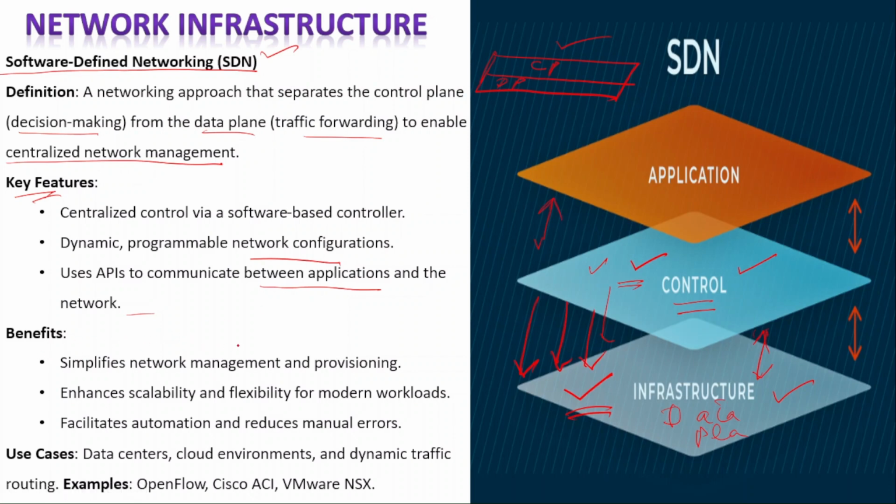Benefits include simplified network management and provisioning, enhanced scalability and flexibility for modern workloads, and facilitating automation and reducing manual errors. Use cases include SDN used inside data centers, specifically the software defined data center or SDDC. This is a concept where SDN is used, as well as cloud environments. So again, SDN is used in clouds and dynamic traffic routing. Examples include OpenFlow, Cisco ACI, and VMware NSX.